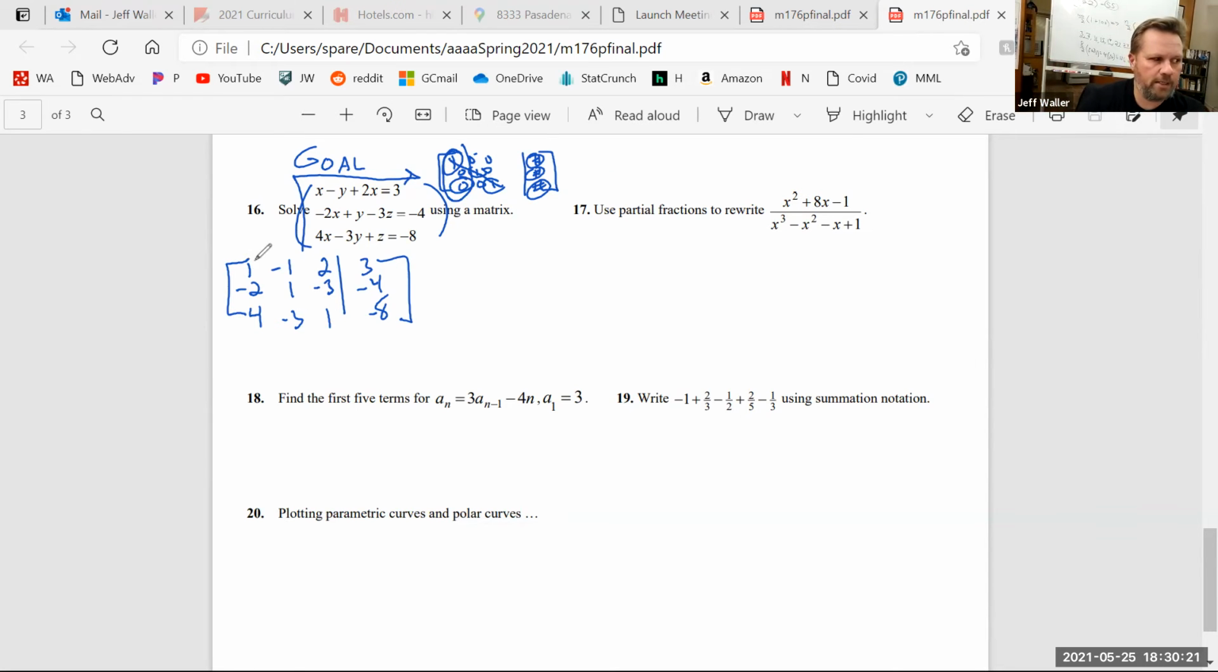All right, so how can I use this 1 to make zeros here, to kill these two? How can I use it to kill this? What would I do with this row so I can kill the -2 here?